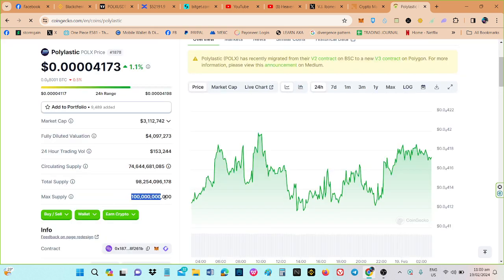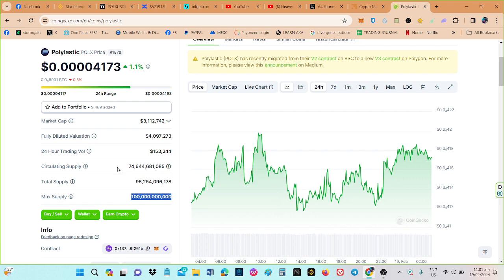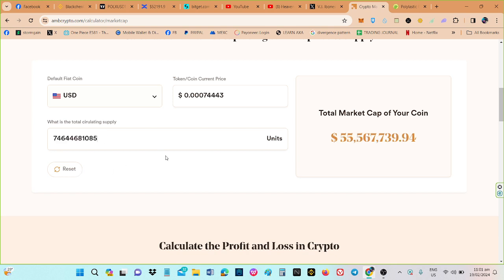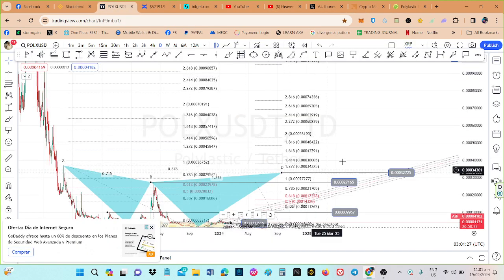Let's check the max supply. We have a max supply of 100 billion. Okay, total circulating supply, my bad. The total circulating supply will be this one. So I guess we need 555 million. I guess it is a reachable price. So we need around 55 million.